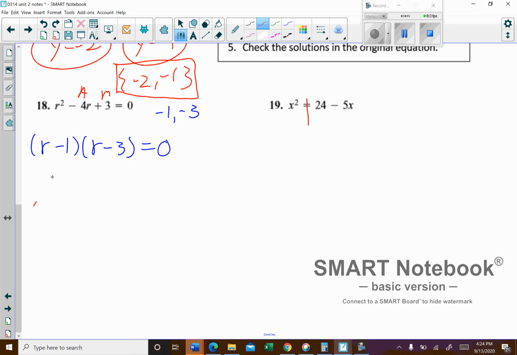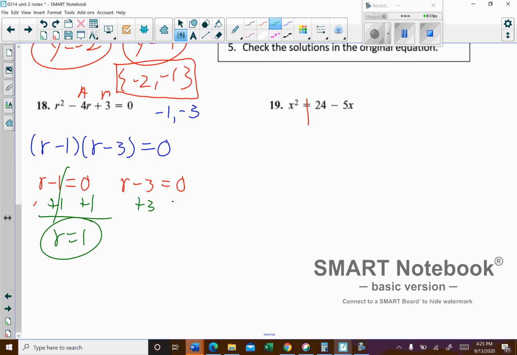And then we take each one, set it equal to 0, and solve. So let's see, we'll start by adding 1 to both sides. R equals 1 here. Add 3 to both sides. R equals 3. So our solution set is 1 and 3.